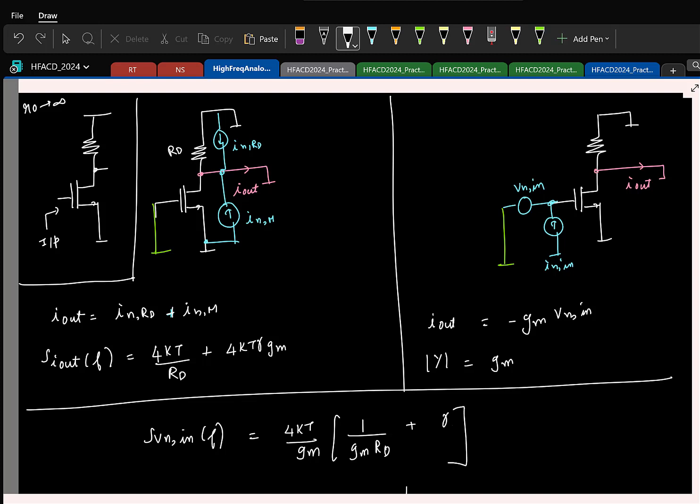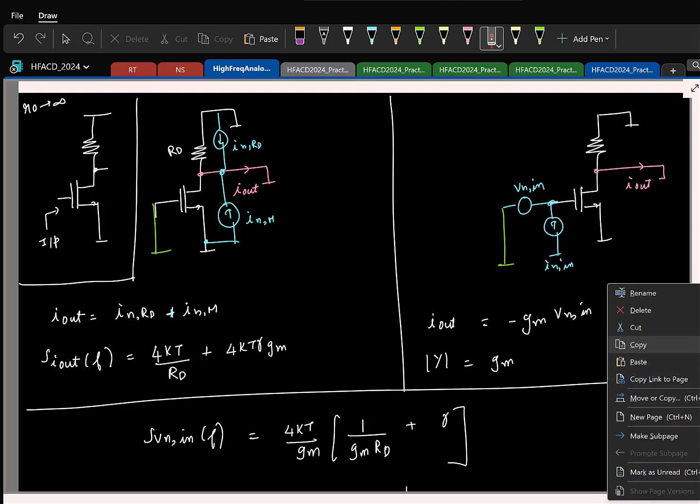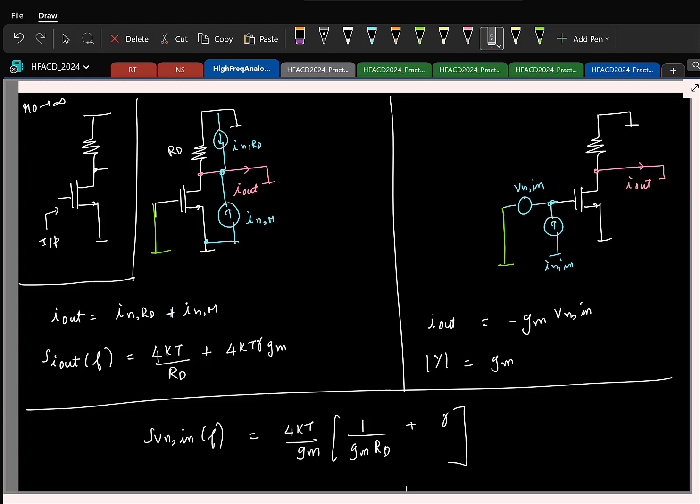Okay, I just divided this by gm squared and then rewrote it like this. So we'll have gm squared RD in the first term. Here I'll have 4kTγ by gm, right? This is gm squared. And as we already know from our intuition, the noise current will not be required. But if you again go ahead and find it, we can do that also. So let's say this is the noise voltage.